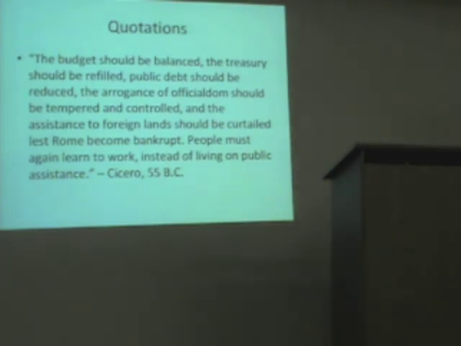Here's a quotation I saw finding its way through the interwebs and Facebooks and MySpaces and all that recently. The budget should be balanced, the treasury should be refilled, public debt should be reduced, the arrogance of officialdom should be tempered and controlled, and the assistance to foreign lands should be curtailed, lest Rome become bankrupt. People must again learn to work instead of living on public assistance. And then the credit is given to Cicero and the date 55 BC. What's the problem with that quote?